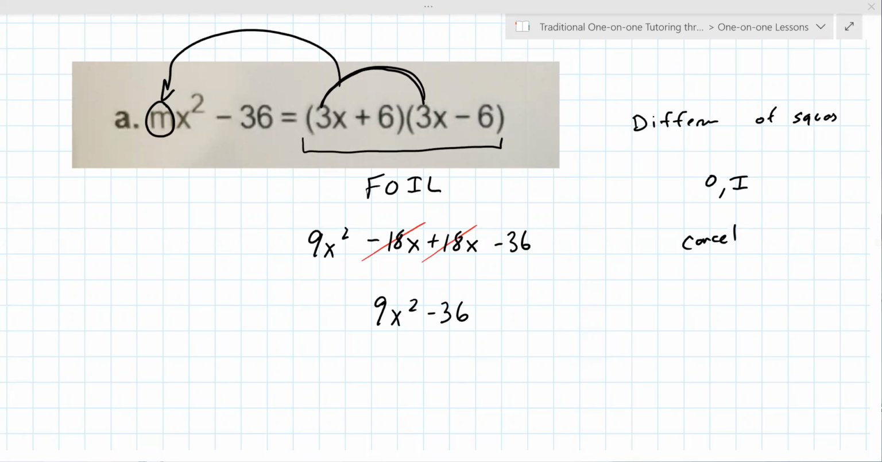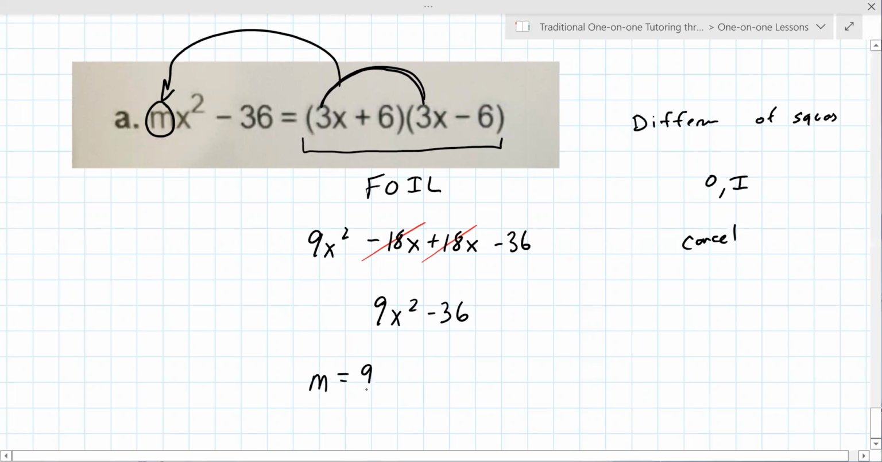But the value of M, just to be clear here, M is equal to 9. Anything you want to ask me about that, or anything that I didn't make clear before we move on? It's pretty clear. All right. Part B.